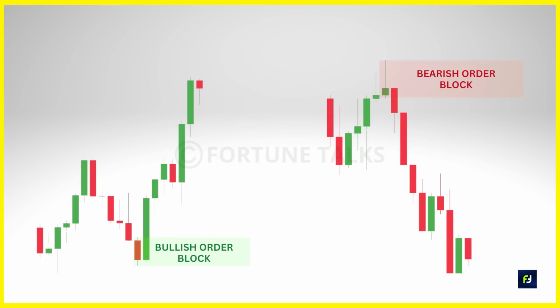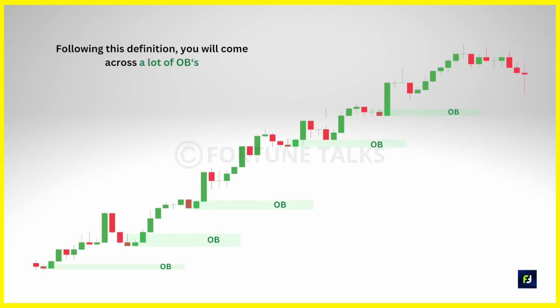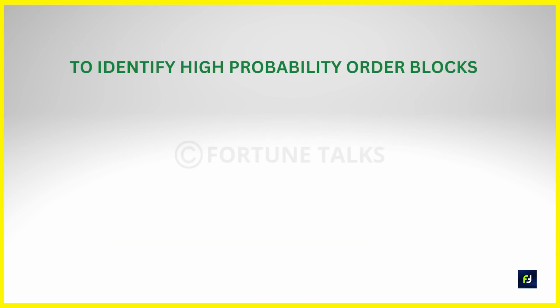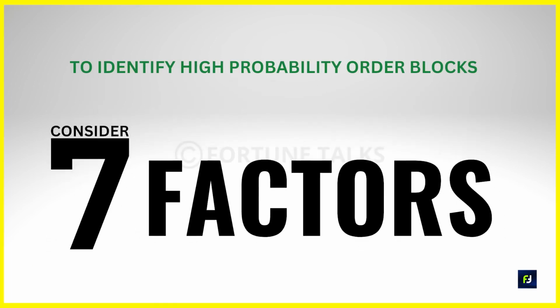If you follow this logic and start marking order blocks, you'll be shocked to notice that there will be a large number of order blocks on the charts, and you'll obviously be confused as to which order blocks will work and which won't. This is a vague way of explaining what an order block is, and it is of very little use to a trader. The majority of order blocks obtained using this method is useless, and it won't work. To identify and mark only valid and high probability order blocks, I will introduce you to 7 important factors.